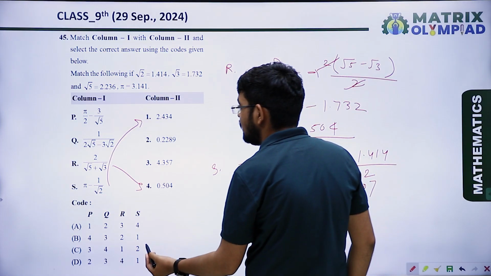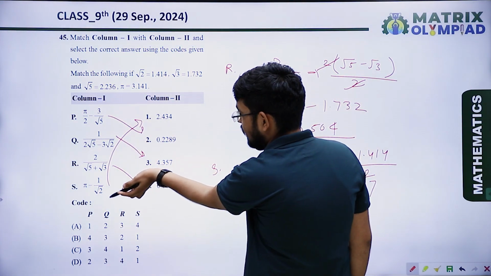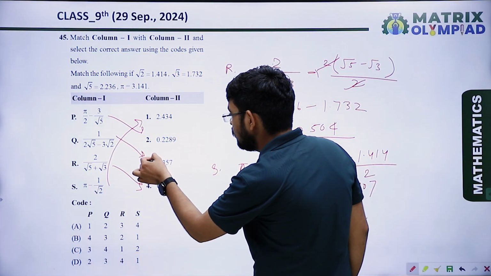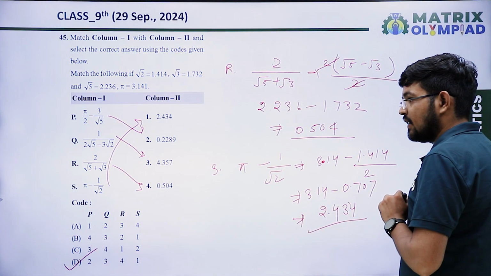So the correct answer is Q's third, P's second and S first. So it will be 2341. Option D is the correct answer.